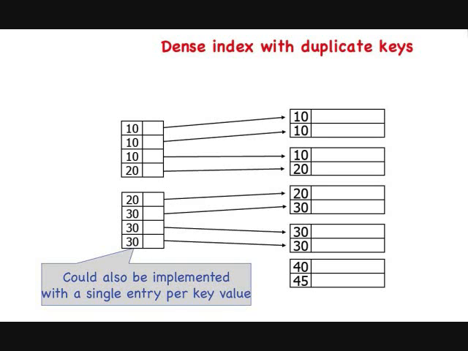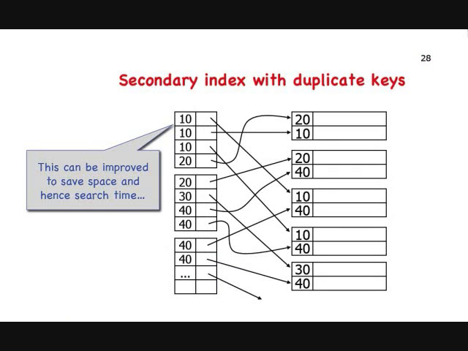Now, a secondary index with duplicate keys gets more interesting. Because it's a dense index, we know we've got one of each, and we just have to point all over the place. But again, we search down here, and we know we're going to find all of them. So we're looking for all the values 10. We know we're going to come down here, and the next one across there, and the next one down there.